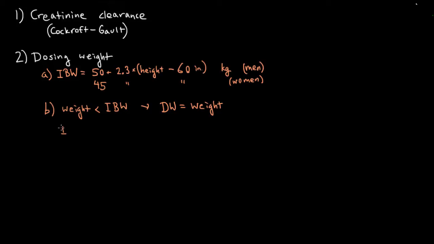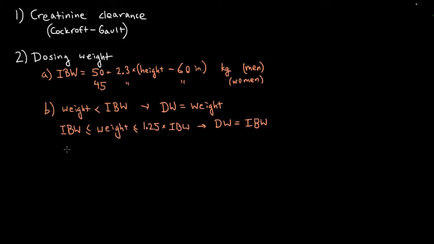So let's say they weigh between their ideal body weight and 1.25 times their ideal body weight. Well, in that case, their dosing weight is going to be equal to their ideal body weight. So if they weigh a little more than the ideal body weight, their dosing weight is their ideal body weight.